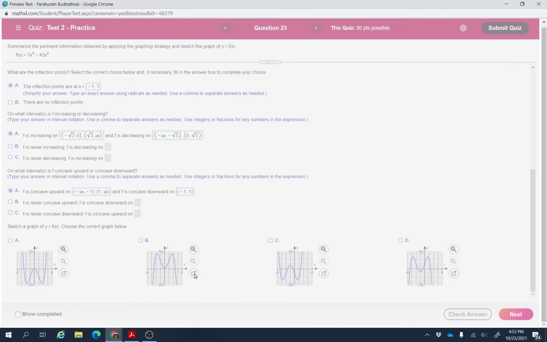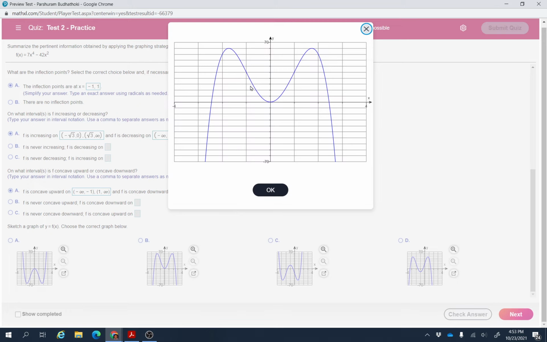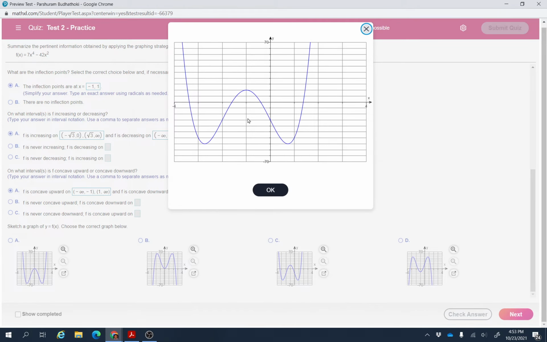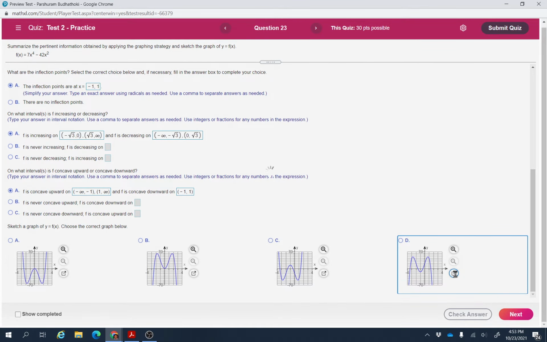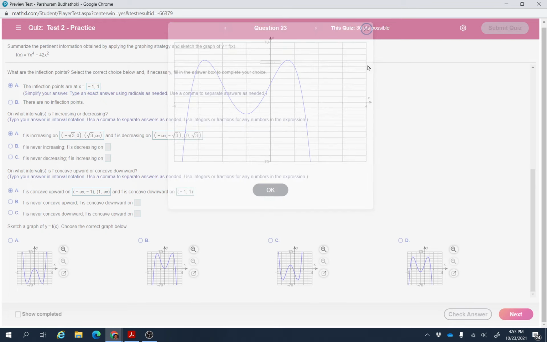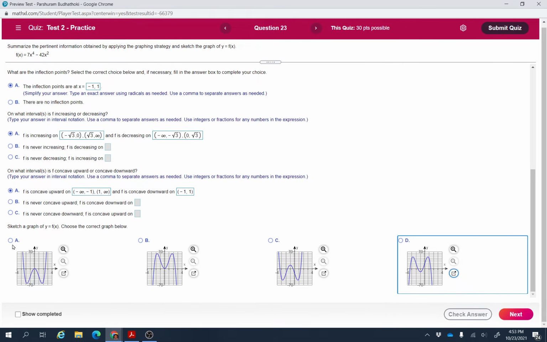This one, from -1 to +1 it's concave upward, but it should be concave downward, so this is not the right choice. Here, where is the -1? This is 0. So from -1 to +1 it should be concave downward, but it's not, so this is not the right choice. Finally, this one, from -1 to +1 it's concave downward, as it should be. So this is the only choice which matches this concavity test.